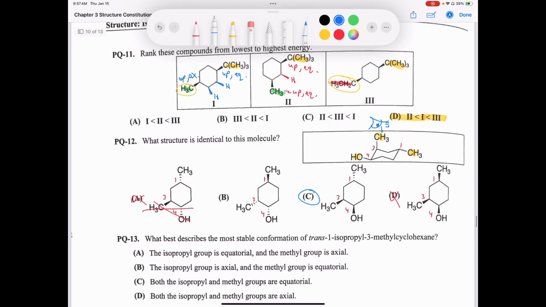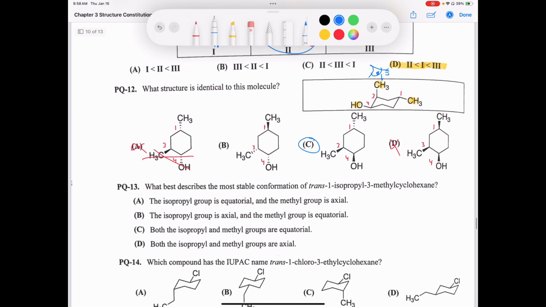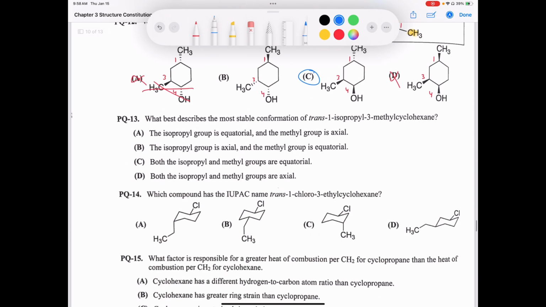This goes back to question 11 because we have a 1-isopropyl-3-methylcyclohexane, but they're trans in compound 2 here. So what we're talking about is a compound that looks like this, where we have our isopropyl group, and then we have our methyl group. You can see they're trans to each other. One is going up, one is going down. So what would be the most stable conformation?